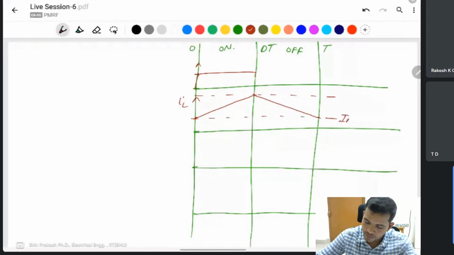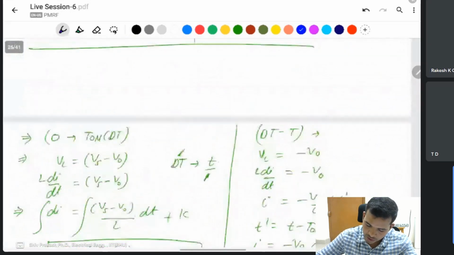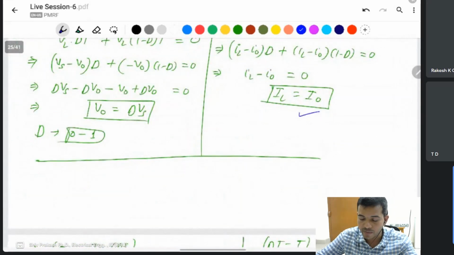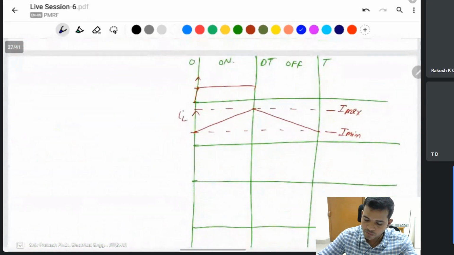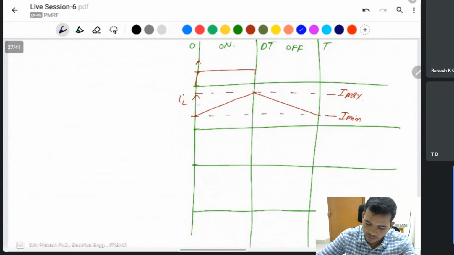You can find the I minimum and I maximum current if you have a delta, a ripple current. You calculate the ripple current, and after that you find the minimum and maximum current. I explained I maximum and the average of this. The average of the inductor current will be I naught, which will come in the middle of this.